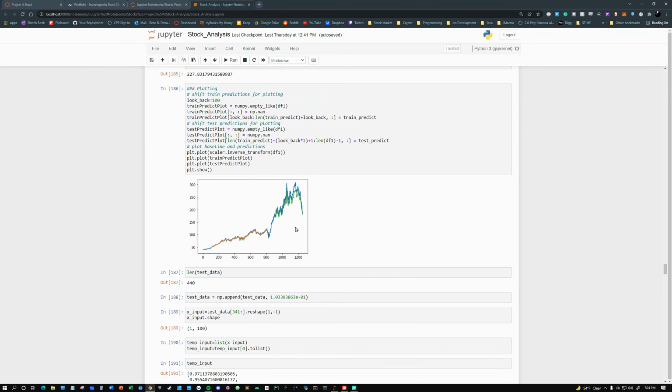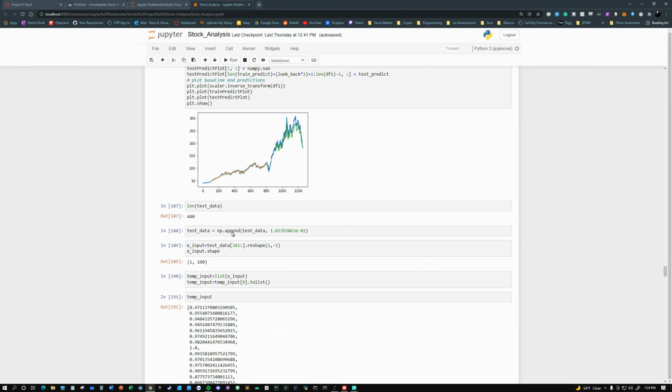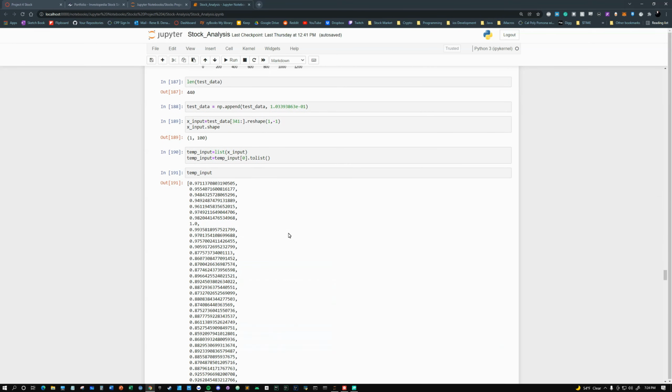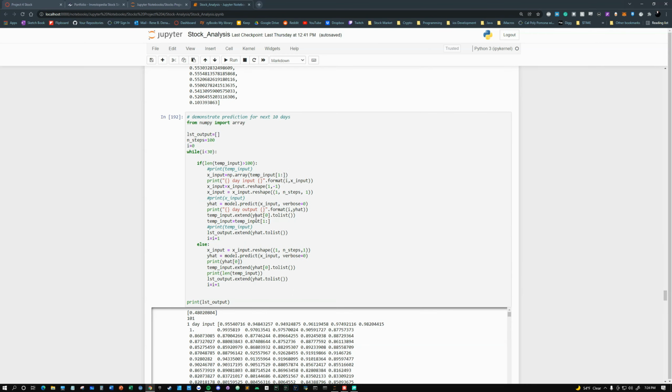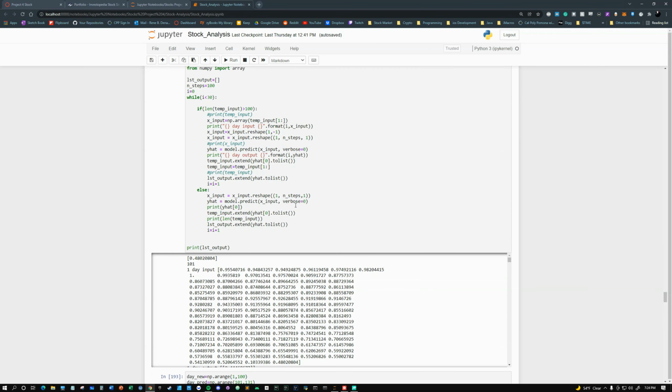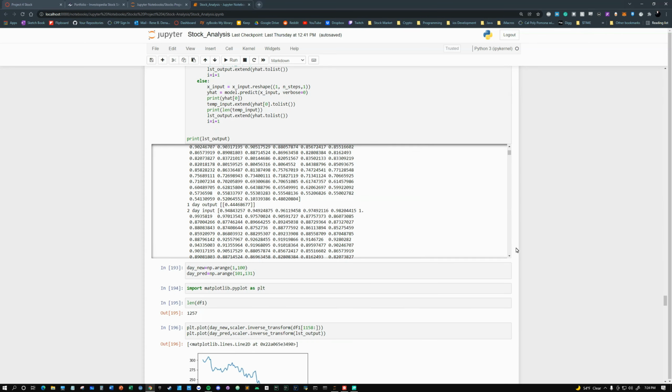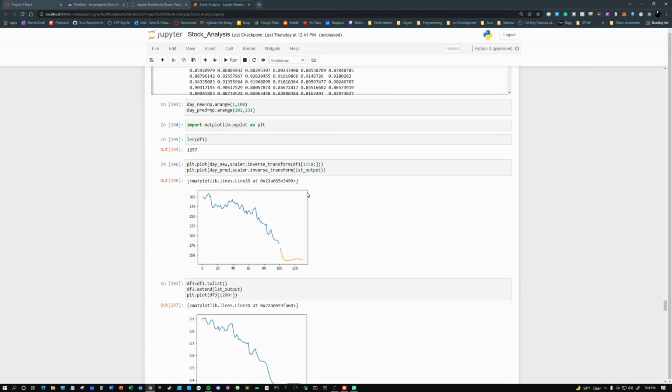So we want to visualize that, so we go ahead and plot that. That's what that looks like. Super crazy. Then we pretty much get a little output display of it. Then we try to demonstrate the prediction for the next 10 days, right? For the model, which was here, again, PayPal. So we let that do its magic.